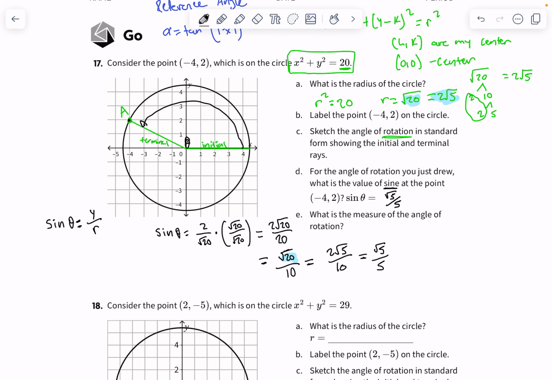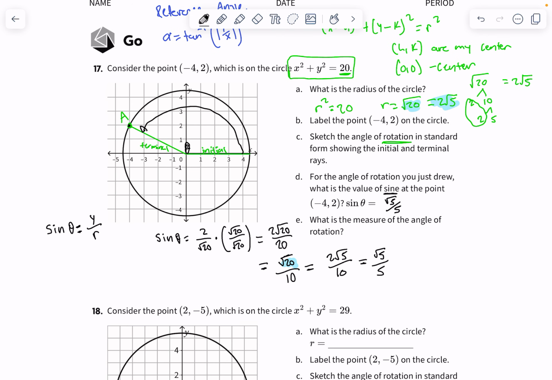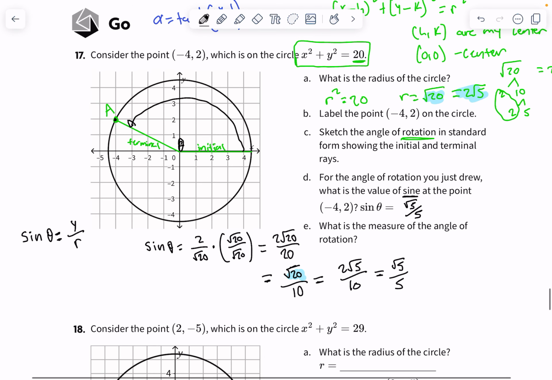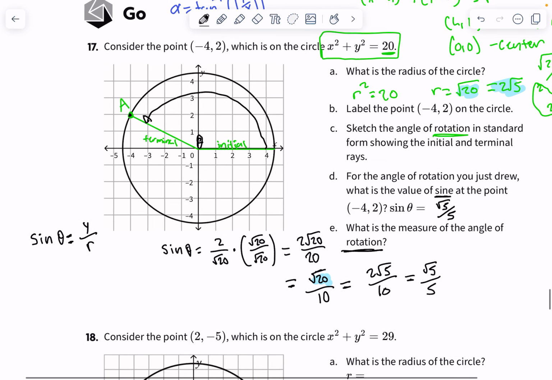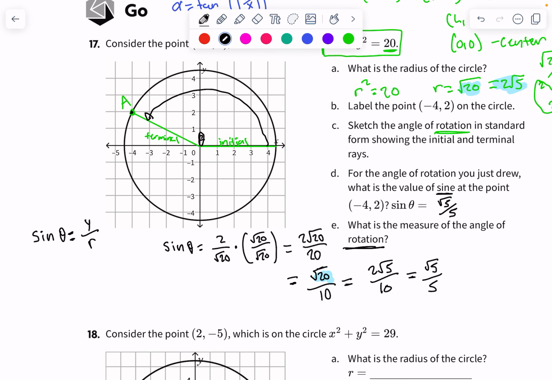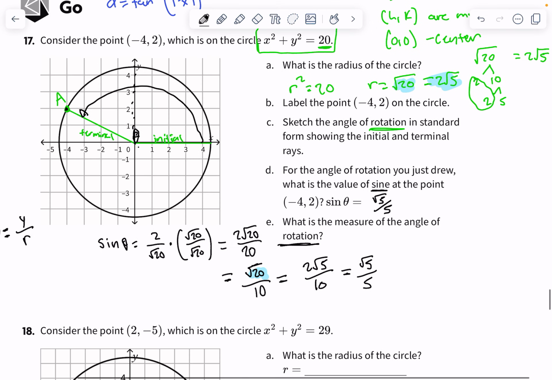Now, letter E is a little bit more complex. What is the measure of the angle of rotation? So we want to find this angle right here, right? It has to be more than 90 degrees for sure. We can see that. Now let's jump into our calculator and figure out what theta is.